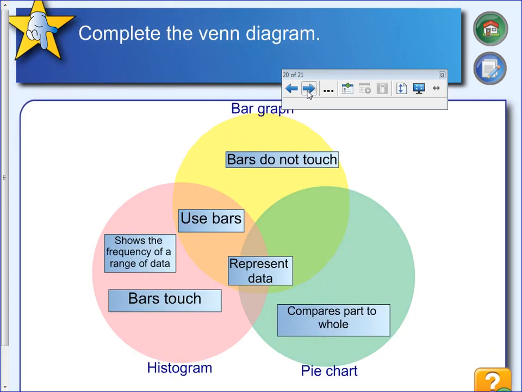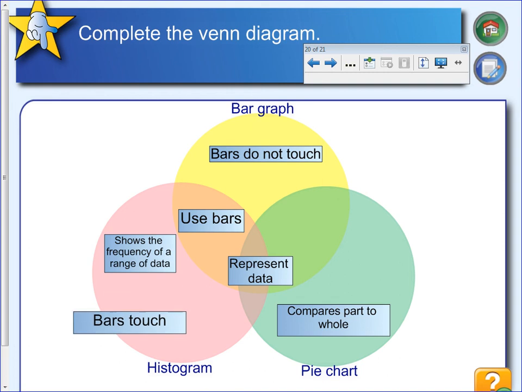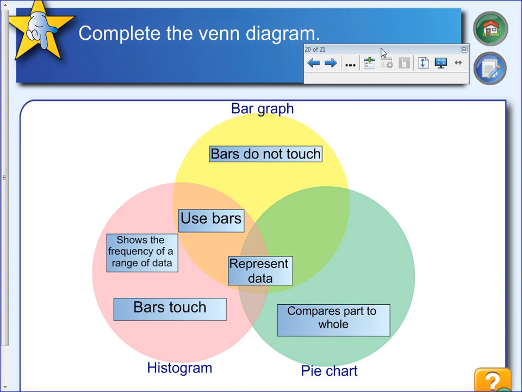Now, last thing I want to go over is this Venn diagram. Now I know we've worked with Venn diagrams with 2 circles, but now we're going to do them with 3. Now we know that in a bar graph, the bars don't touch. That's only in the bar graph circle. The only time that bars do touch is in the histogram, and it shows the frequency of a range of data. So the main word in this one is ranges. The range of data is a histogram, and that's only in the histogram section.